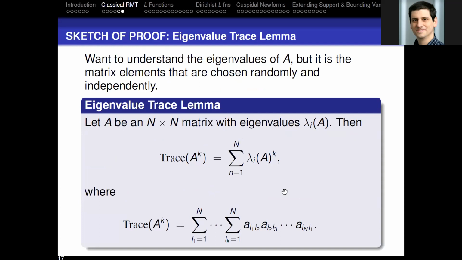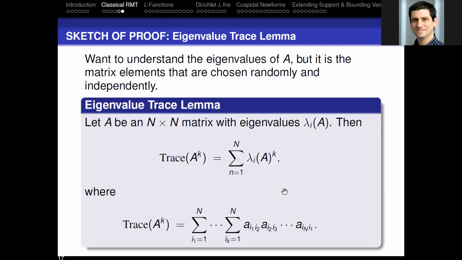We want to understand the eigenvalues of our matrix, but it's the matrix elements we choose. So this allows us to convert from understanding the matrix elements, which we know, to understanding the eigenvalues, which is what we want. Since the sums of the kth powers are the moments, and a good probability distribution is determined by its moments, there is hope of this calculation working. Again, this is an extremely rich subject. This is just a fast introduction of the motivation from random matrix theory.